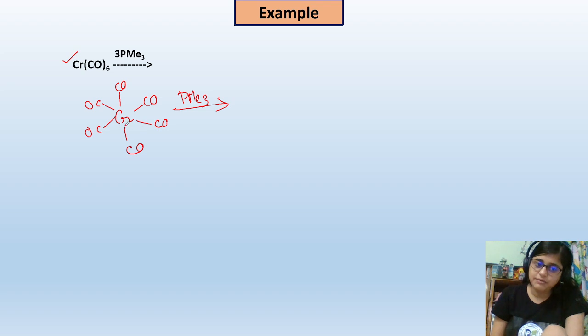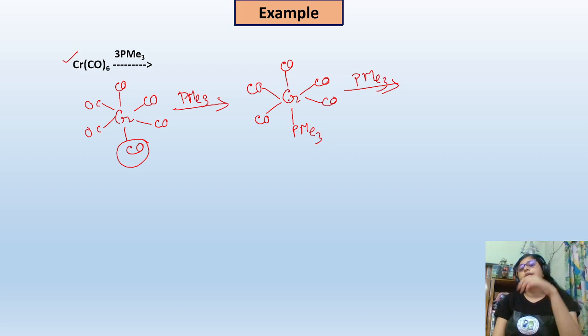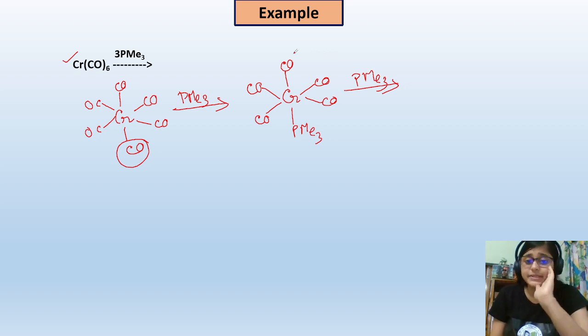Whether it is associative or dissociative, the substitution will happen. Let's take that this CO will be removed first. Fine. So PMe3 will sit here. So CO is there, one PMe3 will sit here, another CO, another CO, another CO, CO. That will be there. Now, in the second step, another mole of PMe3 will come. Now there are two different kinds of CO present. One is trans to PMe3 and the other 4 are cis to PMe3.